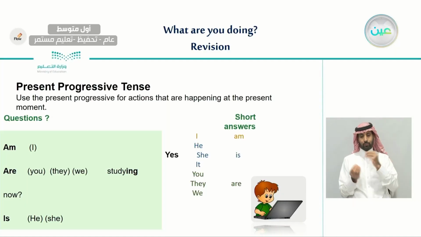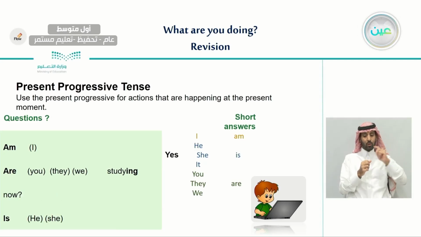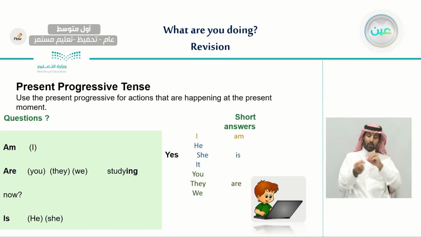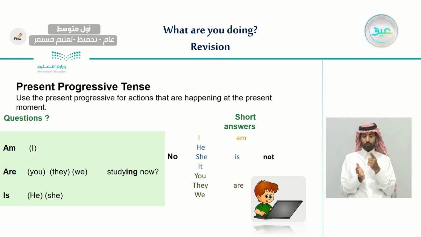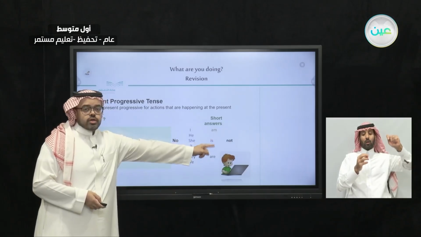And this is how we answer the short question, either with yes or with no. And with yes, it depends on the subject. We use these subjects, as we said in the affirmative sentences, each one with its own verb to be. And if we want to answer with no, we must add the word not at the end of the answer.